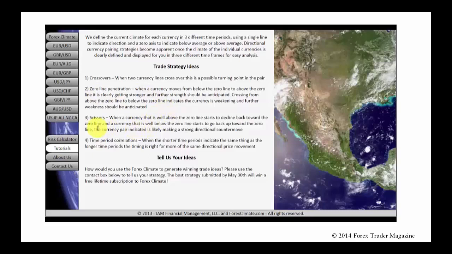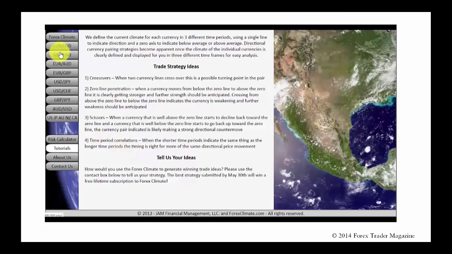We've got the scissor effect, where a currency is well above the line but starts to decline back towards the zero line, and the currency that's below it starts moving back up. Where we have that situation, it's indicated that it's likely to be making a strong directional counter move to the one that's prevailed. And the fourth one is time period correlations. This is between the 1 hour, the 4 hour and the 1 day. When the shorter time periods indicate that the same thing is happening as in the longer time periods, then you would give it greater weight, greater strength.